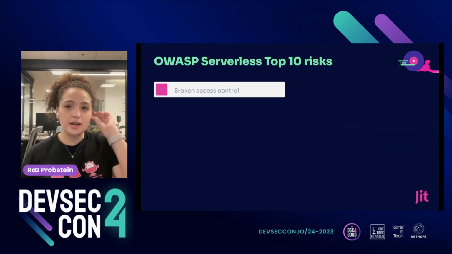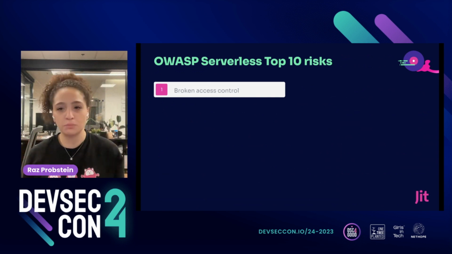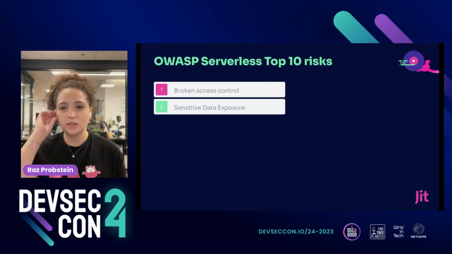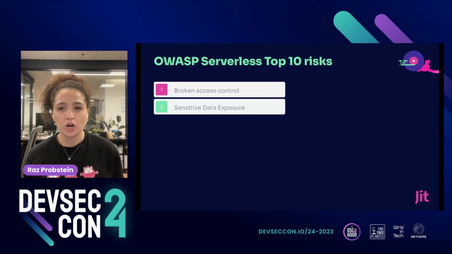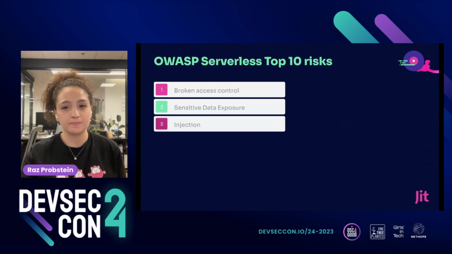The first item is broken access control. This describes the risk of compromising privileged lambda functions, which could lead to unauthorized access to resources and data leakage. Sensitive data exposure means that we're storing sensitive data in plain text or even using weak cryptography on any storage. This is extremely common, as well as writing data to the /temp directory and not deleting it after. This could lead into sensitive data leakage.